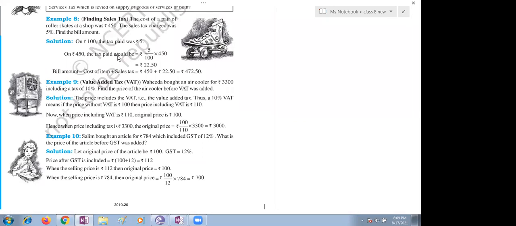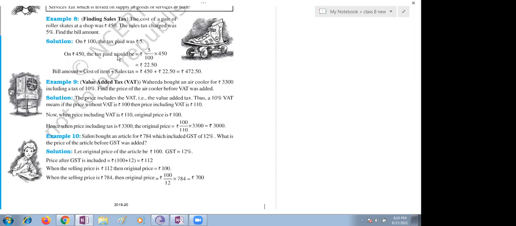Sales tax means whatever the percentage of sales tax is, that amount you have to find out, children. To find out 5% of 450, you just find out 10% directly. It's 45, half of 45 is 22.50. So 450 plus 22.50 is nothing but 472.50.